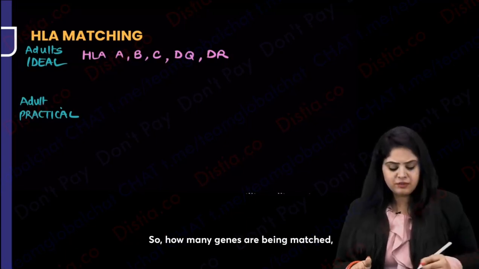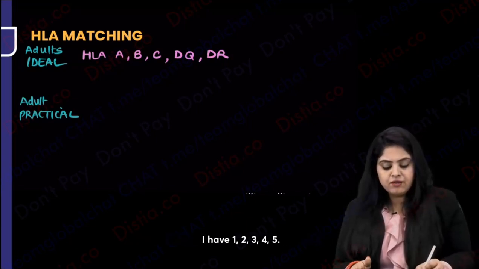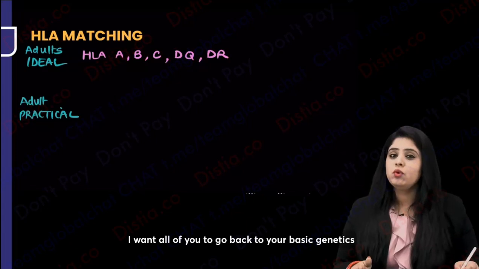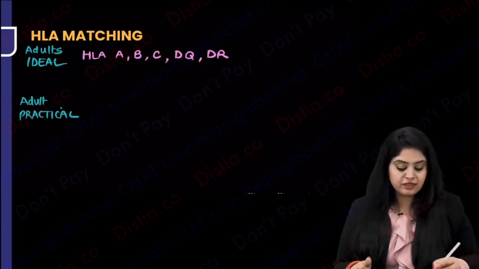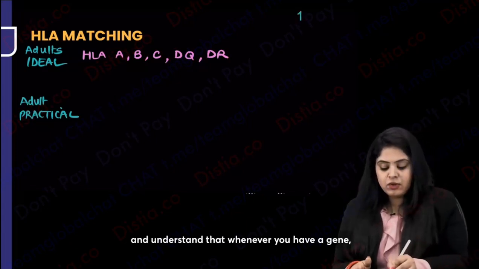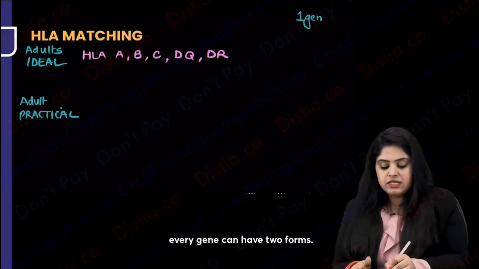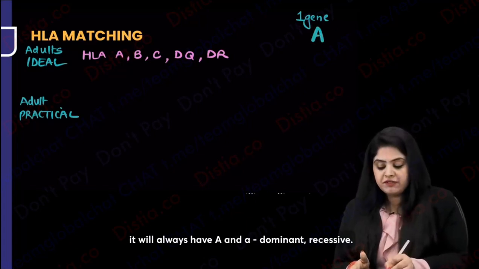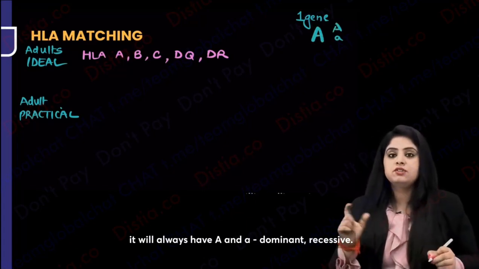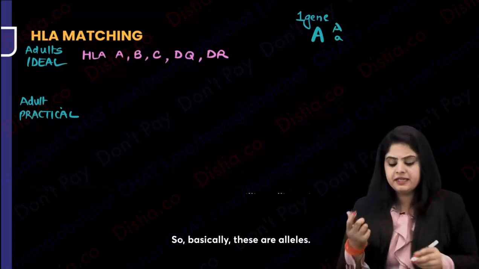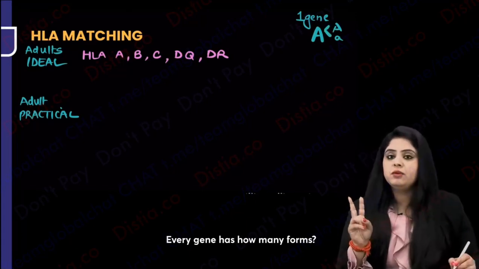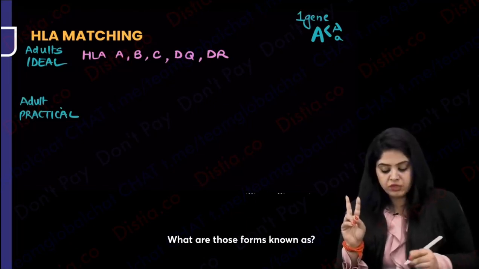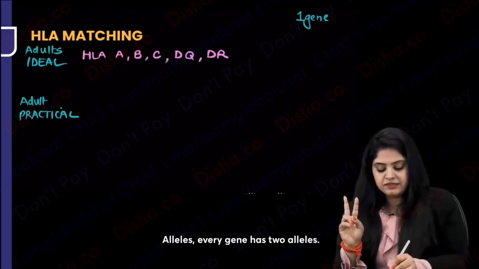So how many genes are being matched? Can you count for me? I have 1, 2, 3, 4, 5. I want all of you to go back to your basic genetics and understand that whenever you have a gene, every gene can have two forms. Like for example, if there is a gene, it will always have capital A and small a, dominant, recessive. So basically these are alleles. Every gene has how many forms? Capital and small, two forms. What are those forms known as? Alleles. Every gene has 2 alleles.